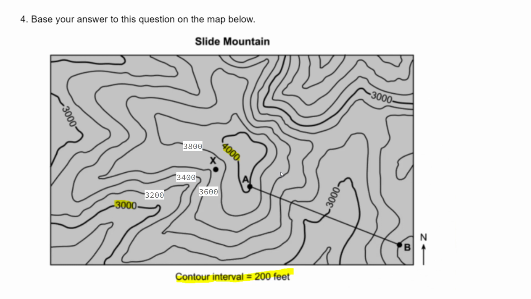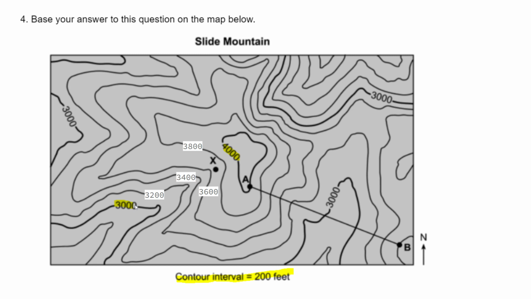So let's start with question number 4. Base your answer to this question on the map below. Notice that for question number 4, I have a contour interval of 200 feet, meaning my values are changing by 200 feet as I move from one line to the next. So if this is 3,000 and this is 4,000, and each line my value is changing by 200 feet, then I know from 3,000 to 4,000, my values are going up, and it was going up by 200 feet per line.